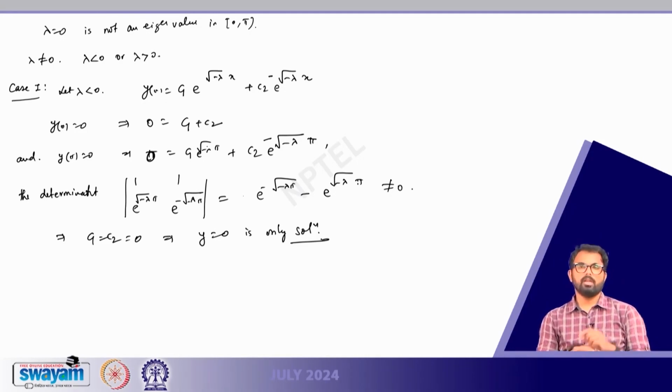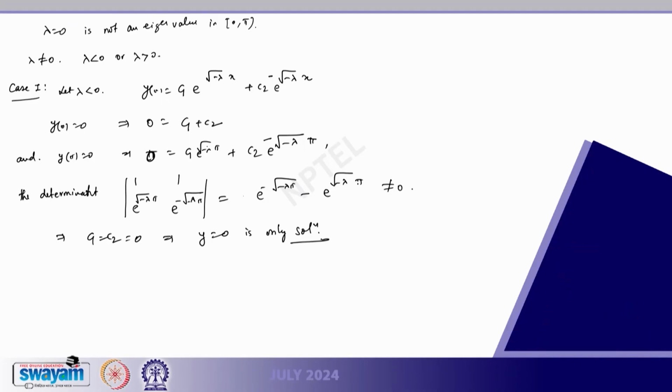So, even in this case, when lambda is less than 0, we are getting y equals 0 as the only solution. We will look into the case when lambda is greater than 0 in our next class, and we will see how our eigenvalues and eigenfunctions look like.